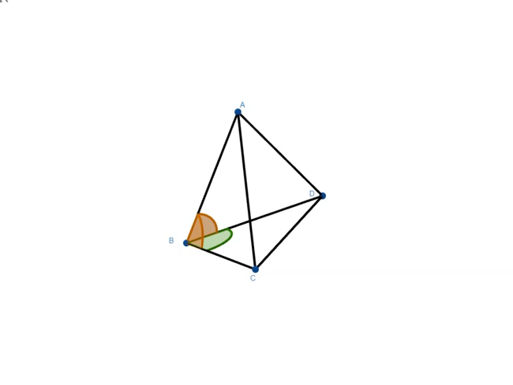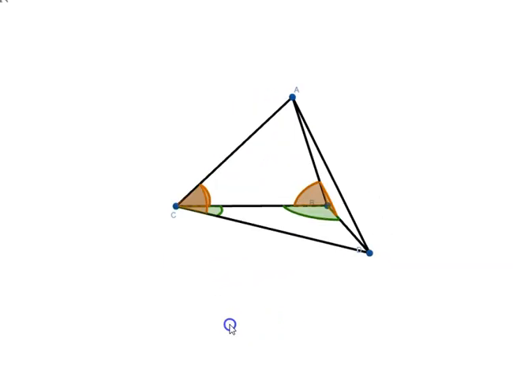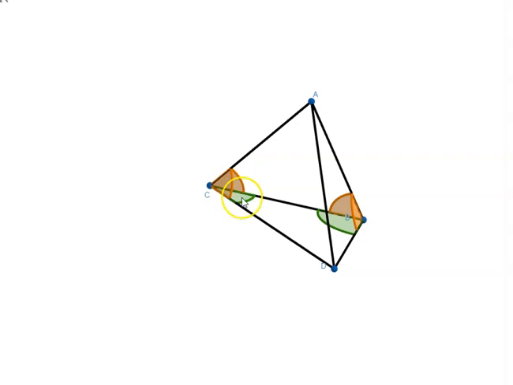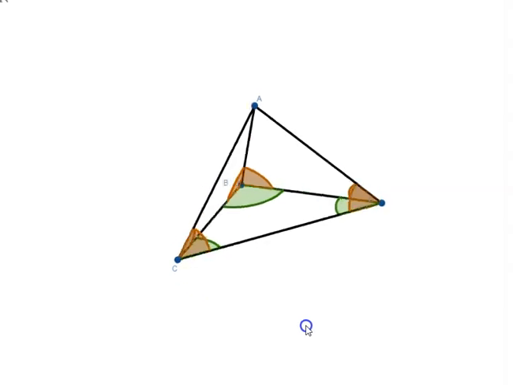Okay, similarly, now let's look at the solid angle at C. So angle BCA plus ACD is greater than BCD. So sum of these two angles is greater than this angle. And again, similarly, sum of these two angles is greater than this angle.